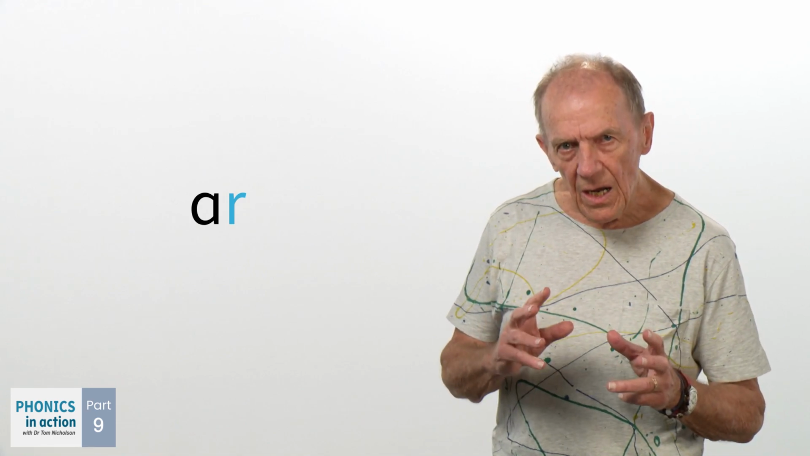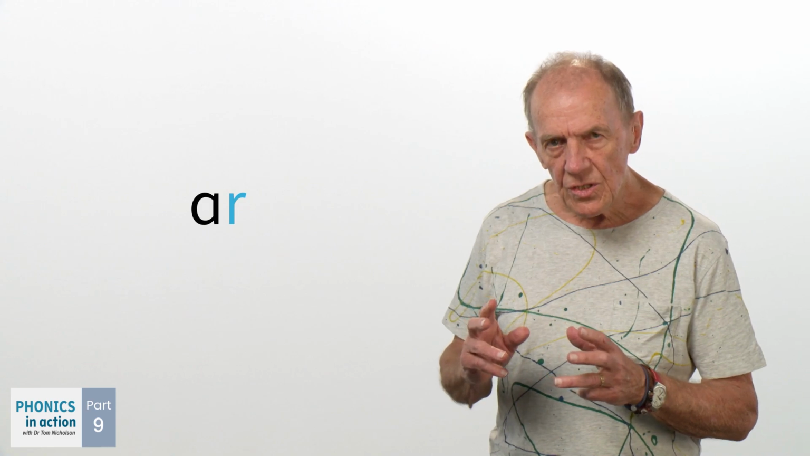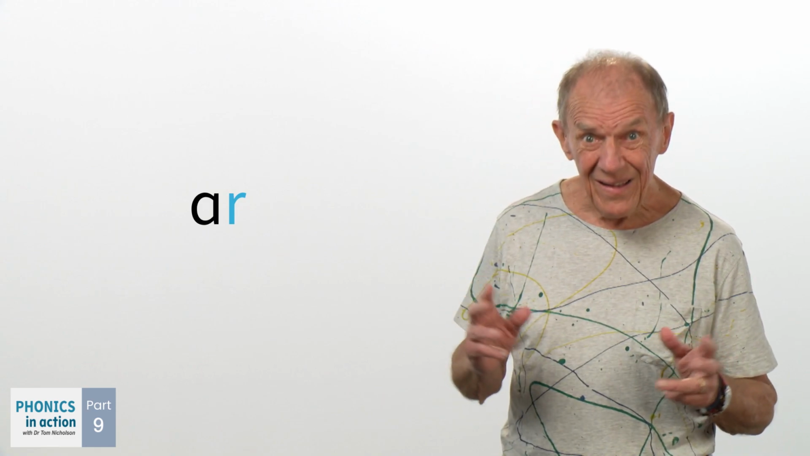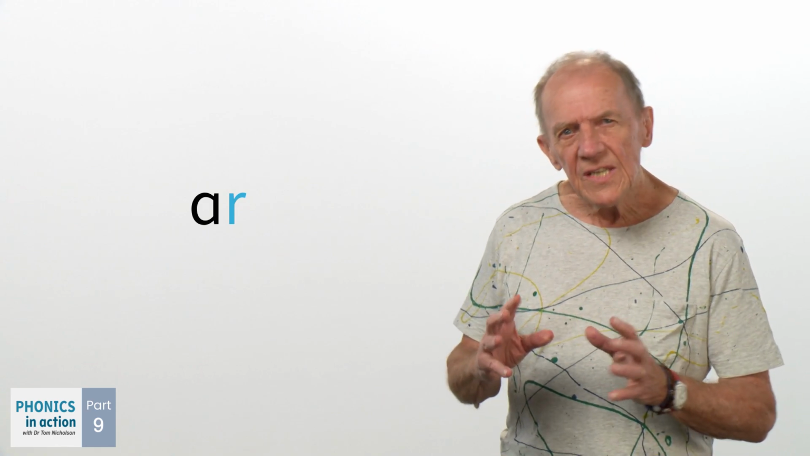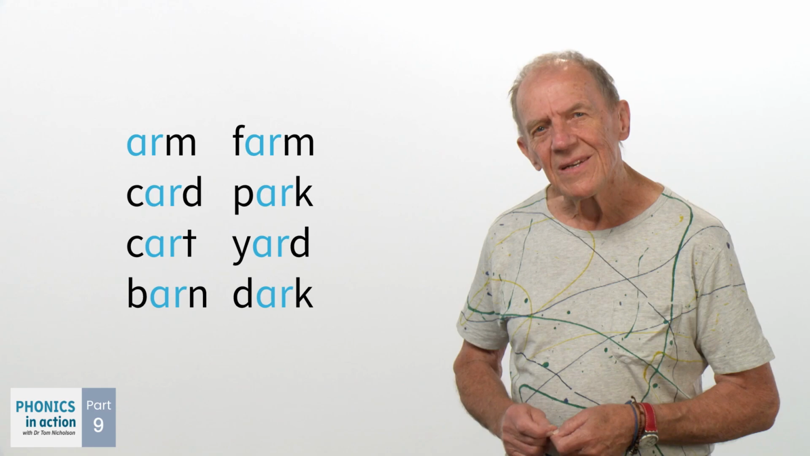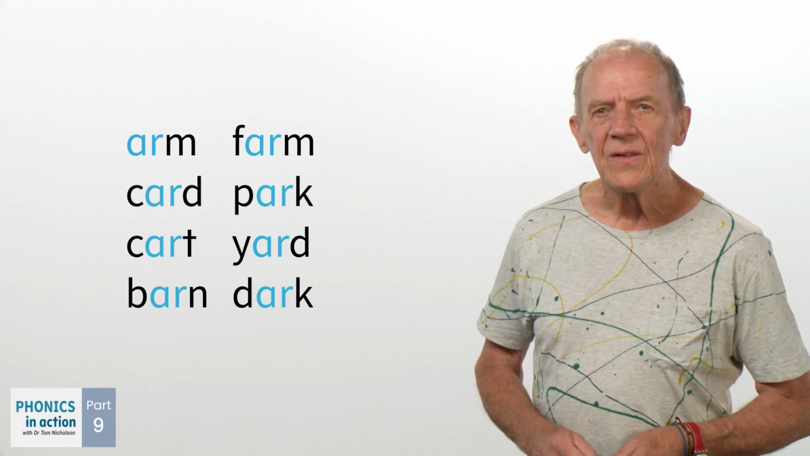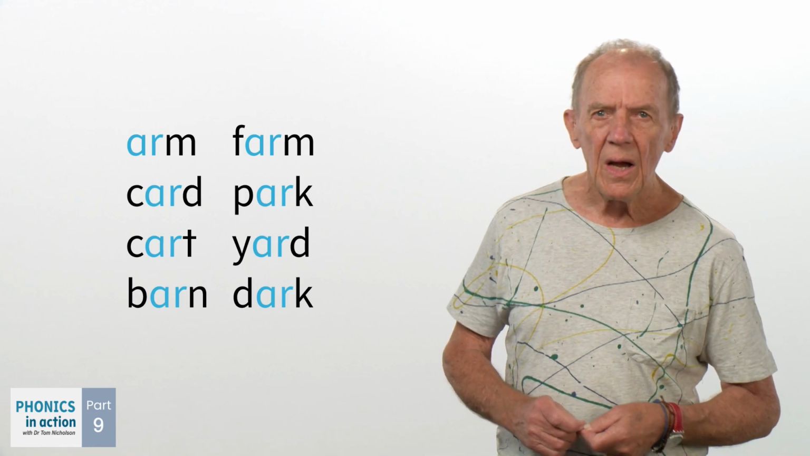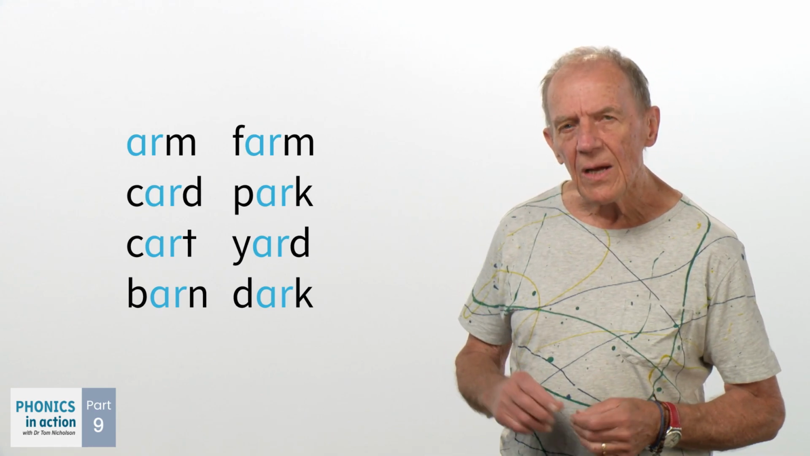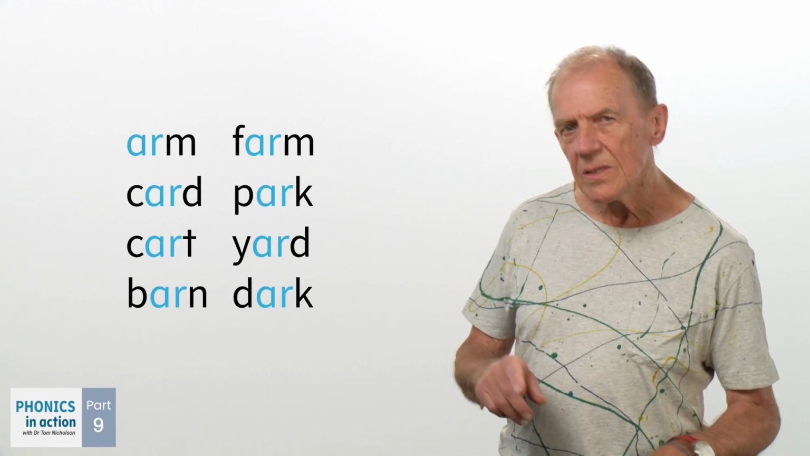When you join A and R, the sound changes to AR. The R takes over the sound of A and we get AR. Look at this chart. These words all have AR. The pictures will help you. I'll show you how to sound them out. I'll point to each sound.